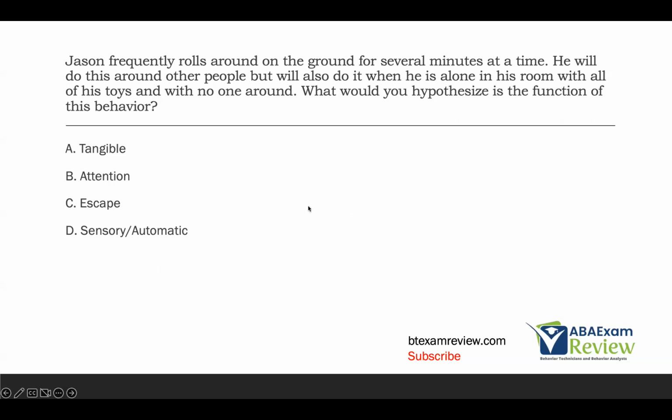So what do we know about this behavior? Well, we know he frequently rolls around for several minutes. He does this around other people, but he also does it alone with all of his toys and with no one around. So when behavior happens around other people, it can be tangible, it can be attention, it can be escape. But if the behavior is occurring with nobody else around and no one else to mediate reinforcement, that's often a good indicator that it could have a sensory and automatic component.